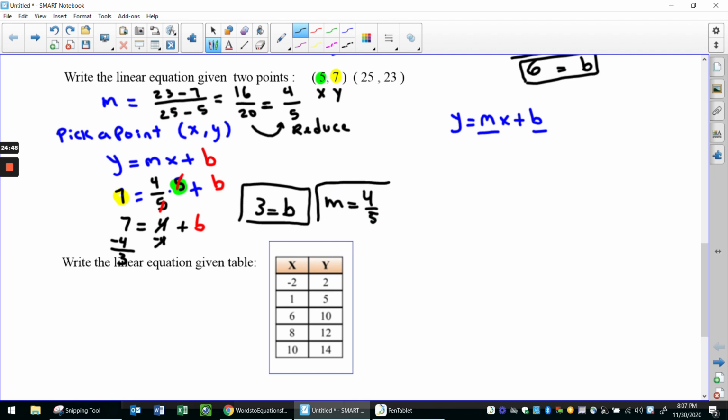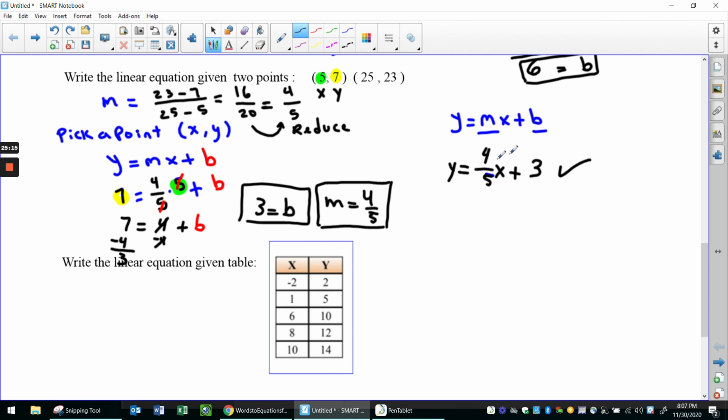And if we actually wanted to graph this, it would be easier to graph given a fraction for the slope rather than a decimal. I'm going to go ahead and substitute the slope in for 4 over 5 in the equation and 3 in for b, right? And then the rest of my equation is done. y is equal to 4 over 5x plus 3. And there you have it.